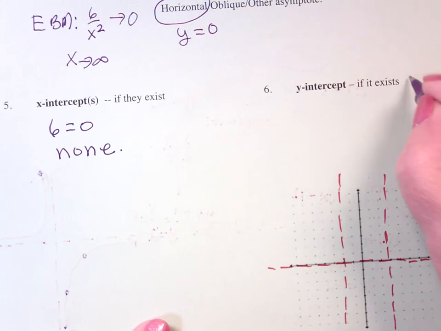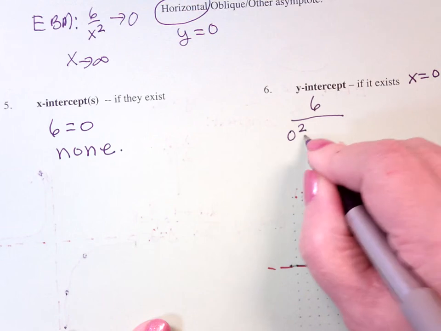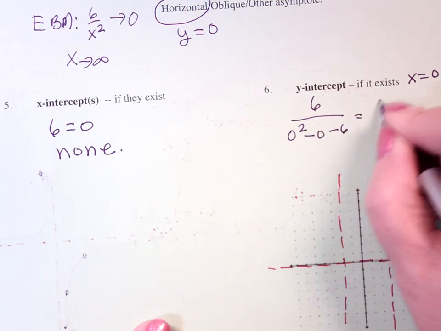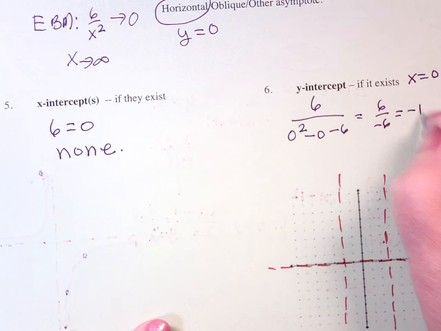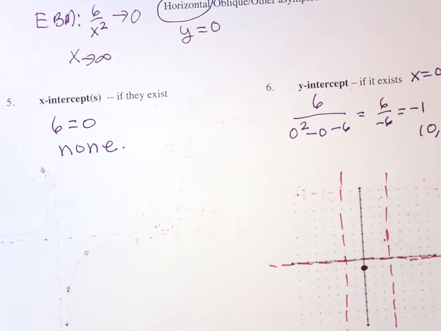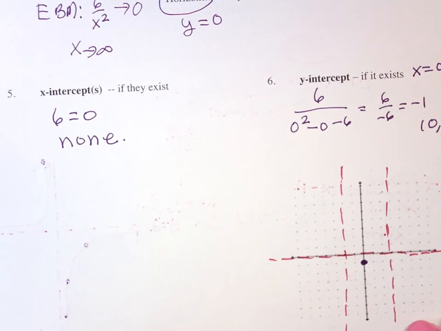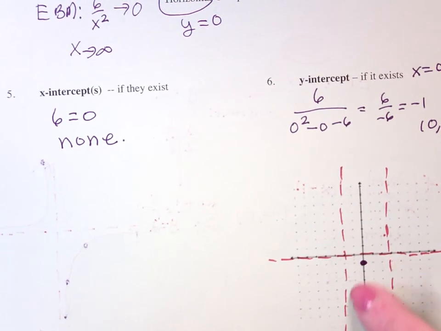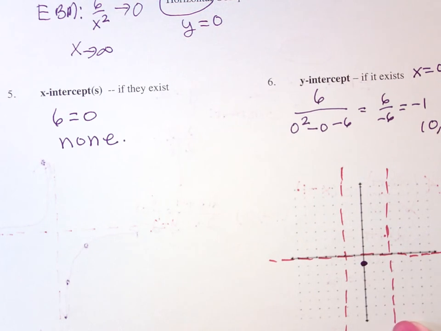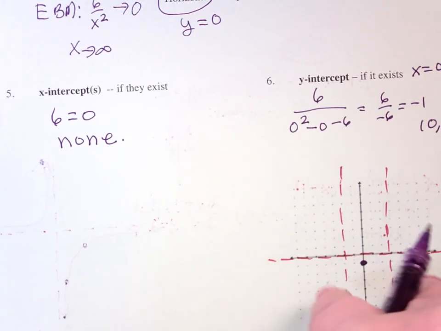Y-intercept, well, that's where x equals 0. So you have 6 over 0 squared minus 0 minus 6, which is 6 over minus 6 or minus 1. So it's 0, minus 1. Oh, big whoop. I have 1 point. That gives me nothing, except I do know where the U is. The U is here. Non-S is U. Now what am I going to have to do? I have to find out where the stupid graph is on the outside.